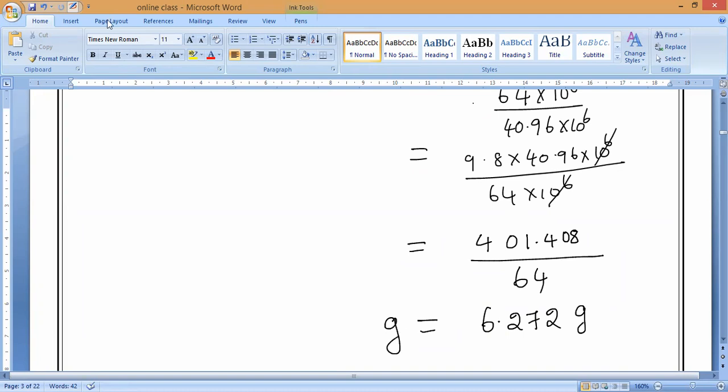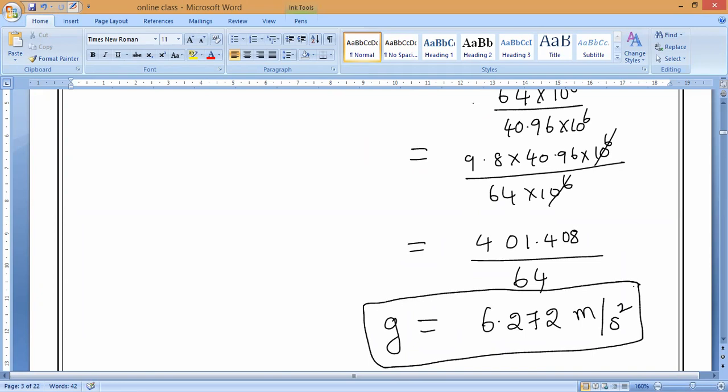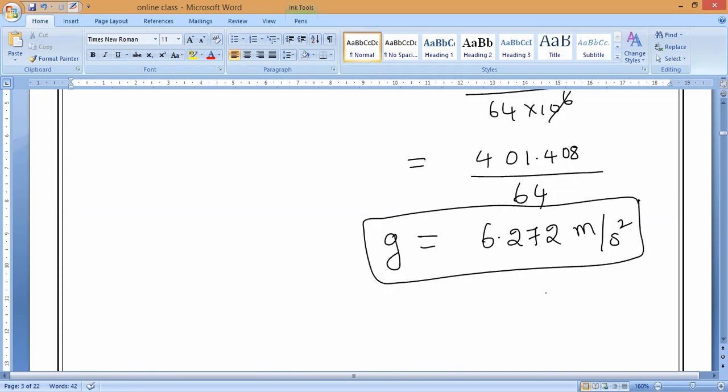So now you can see the units of the G value. The unit of G value is meter per second square. If you go 1600 kilometers away from the earth, then the G value is 6.272 meter per second square.